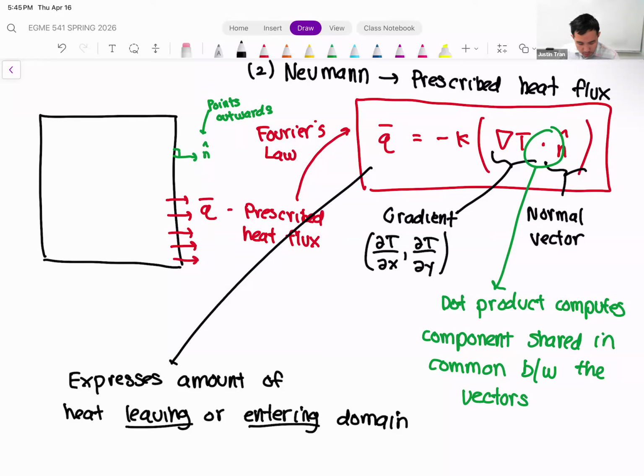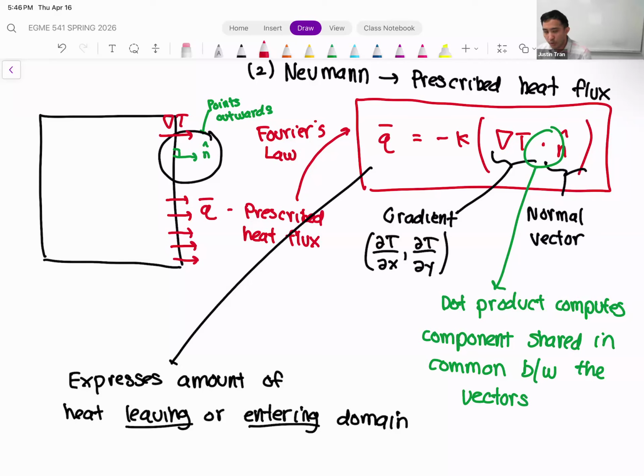Any questions on Neumann boundary conditions for 2D heat conduction? Yes. Obviously, for the heat flux, is there a convention where negative is entering the system? Yes, good ask. Because the normal vector is pointing outwards like this, and let's say the gradient of T is pointing in that direction as well, right?